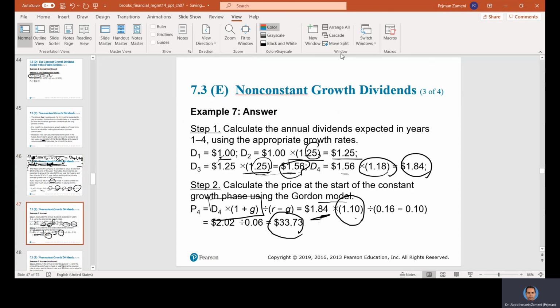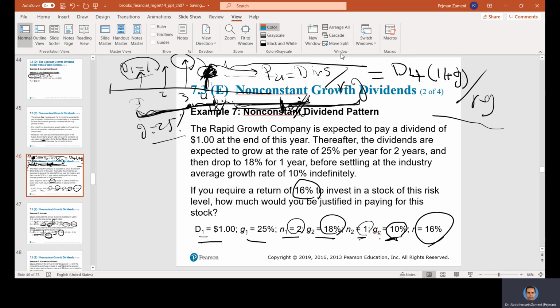That's why you see here that P4 is D4 multiplied by 1 plus G, which is D5 actually, yeah? Divided by R minus G. We just plug in the numbers and this is P4, but we still need to bring this P4 to the present time.